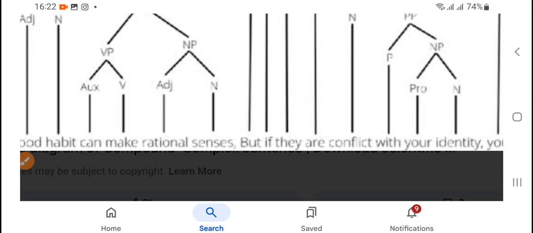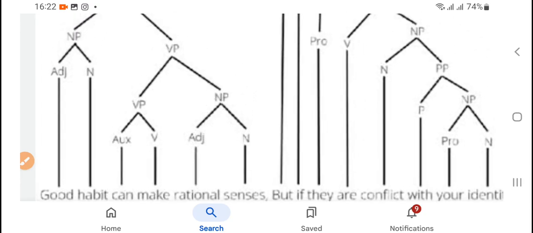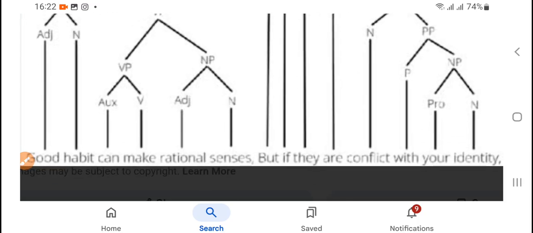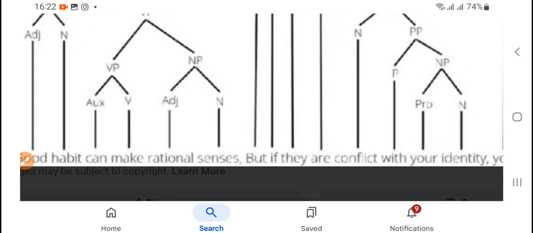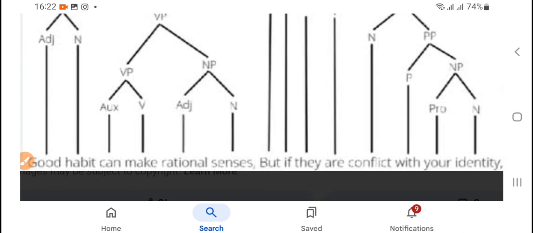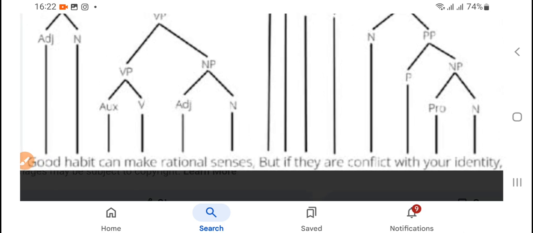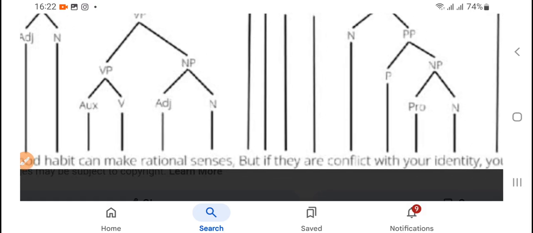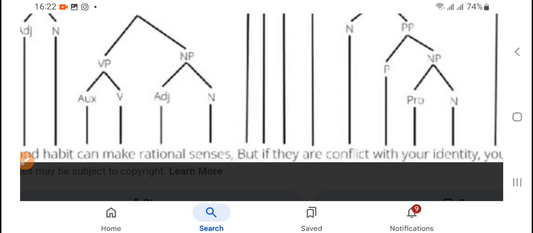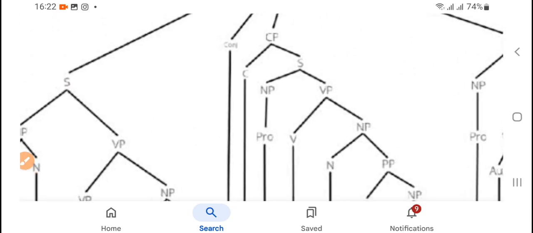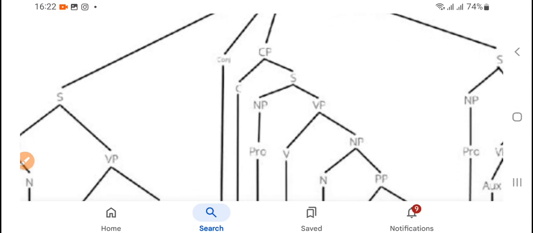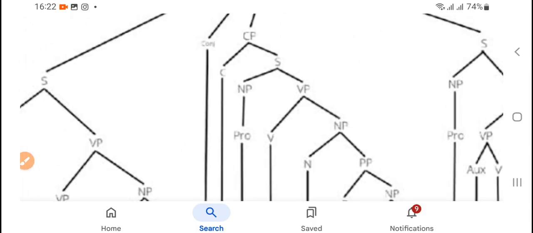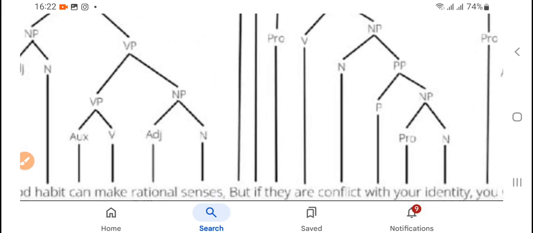That's a good habit. I think this is the one we were looking for. Good habit. Then can make rational sense. Can is an auxiliary. Make is a verb, right? Then the noun phrase, rational sense. But is a conjunction. Then if is, so that's a complementizer phrase.